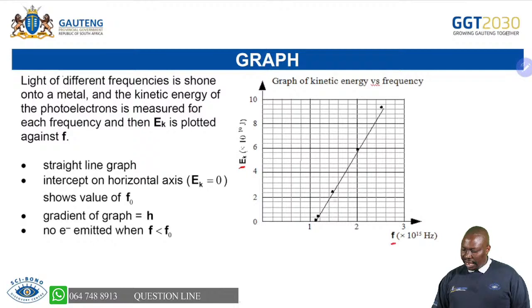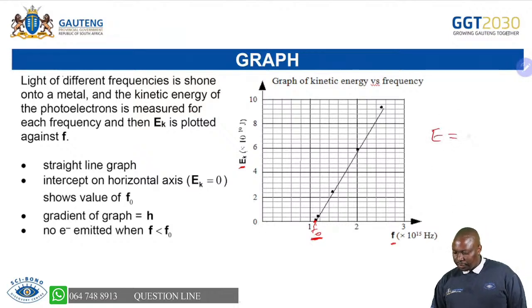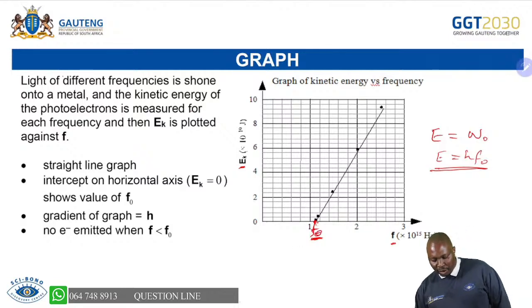Now you must see that this is a straight line graph, and it intersects the horizontal axis where EK equals 0. You can see here where it intersects, EK equals 0, and this shows the value of F0, the threshold frequency. When EK is equal to 0, it means that the energy of a photon is equal to the work function, and you know that the work function is hF0. So where EK equals 0, we have F0, the threshold frequency.